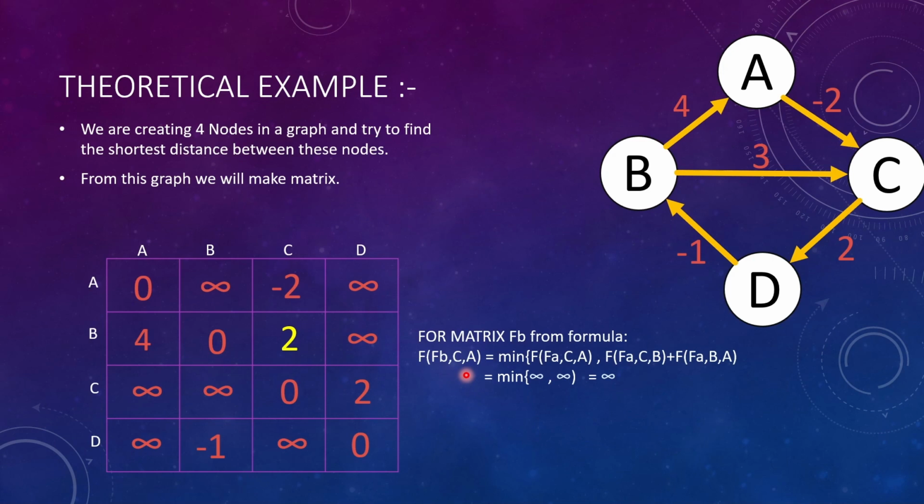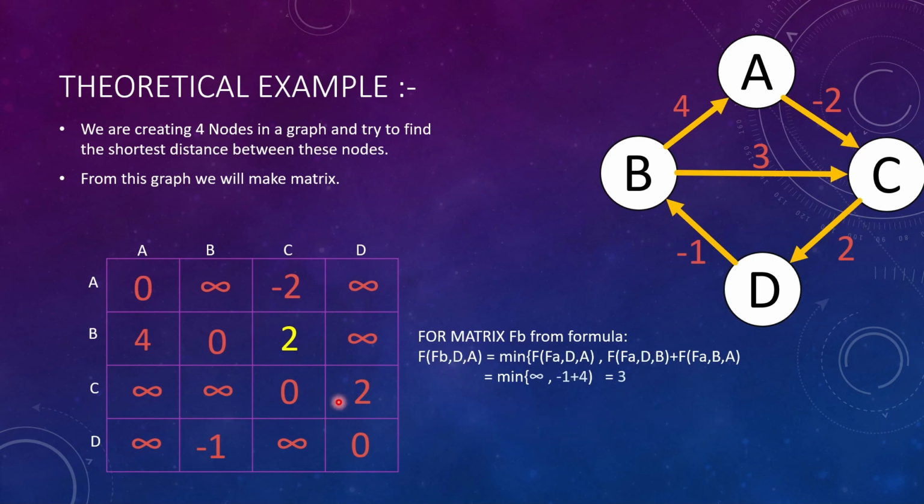We'll go C to A. Previously it was infinity, but if we go C to A via B, we will get infinity also. So infinity will remain as it is. For C to D, previously it was minus 2, but if we go C to D via B, we are getting infinity here. So minus 2 will remain as it is here.